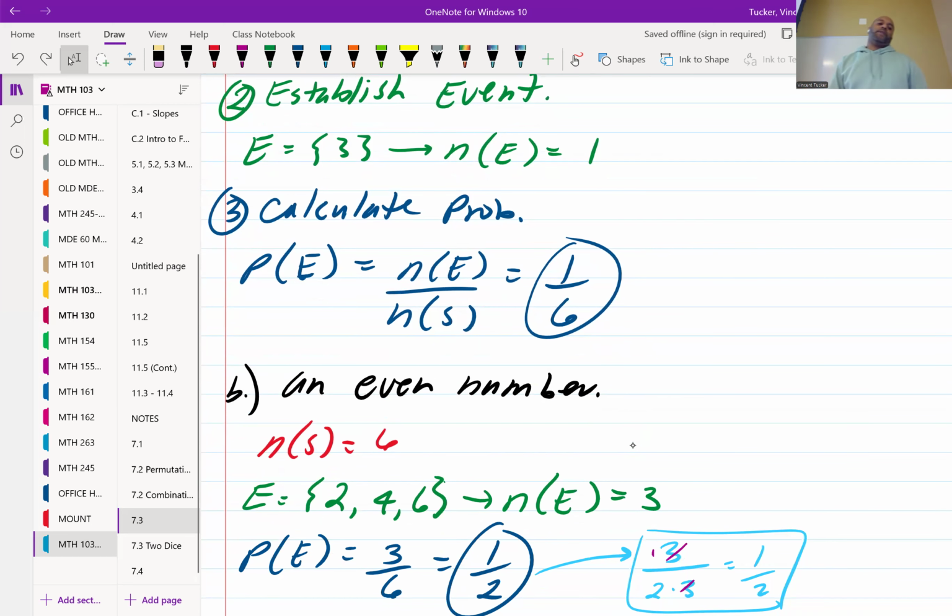All right, next one. Same problem, but this time we want to know what's the probability of rolling an even number. Sample space is still 6. But this time when we look at our sample space, you say how many even numbers are there? There are 3 because it's 2, 4, and 6. So now that we have both of those numbers, you place the 3 over 6, and that reduces down to 1/2.